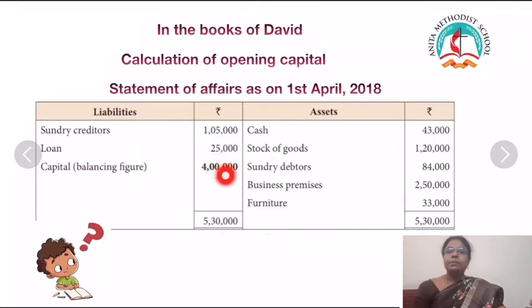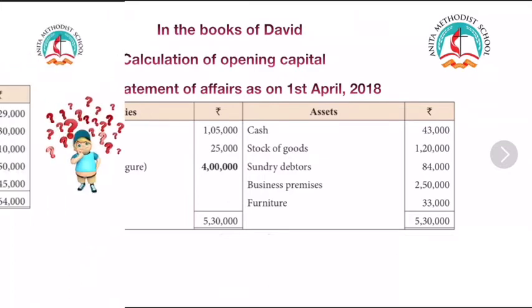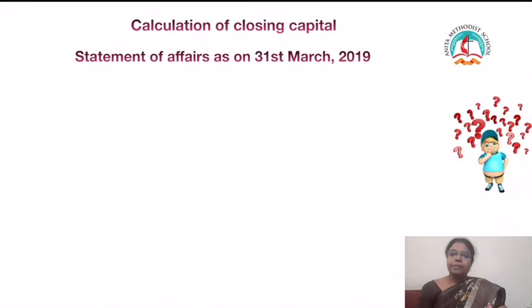So the difference between the assets and the liabilities stands as the opening capital. The balancing figure stands as the opening capital. It comes to 4 lakhs. So now we have calculated the opening capital as 4 lakhs. And the next step is we have to calculate the closing capital because it is not given in the problem.